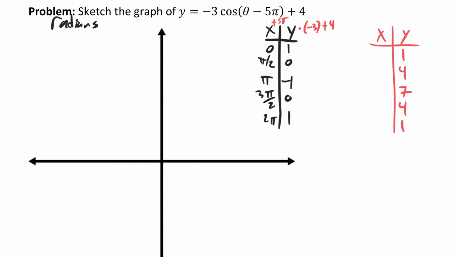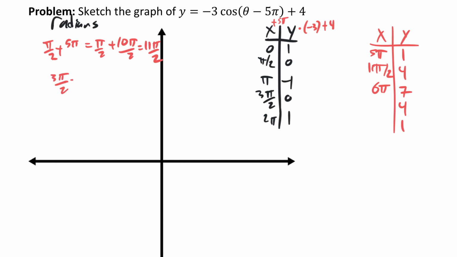Okay, now the x values, well, 0 plus 5 pi is just 5 pi. But pi over 2 plus 5 pi is a little tricky. Pi over 2 plus 5 pi is pi over 2 plus 10 pi over 2, which is 11 pi over 2. Then we have 6 pi. 3 pi over 2 plus 5 pi is going to be 3 pi over 2 plus 10 pi over 2. So that's going to be 13 pi over 2. And then this is 7 pi.